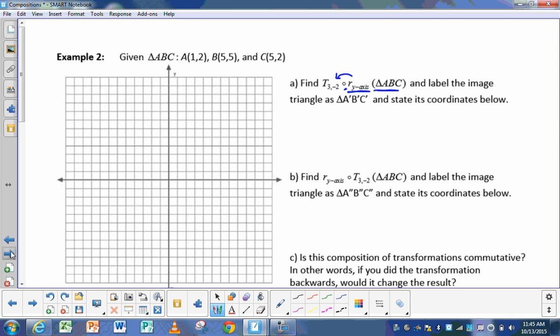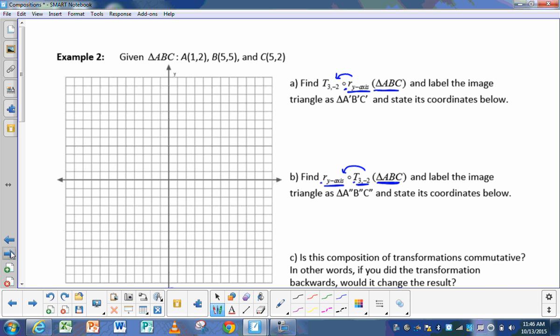Right, so then for part B, we're going to do kind of the opposite. We're going to do the triangle ABC, and first we're going to take a translation of 3, negative 2, and then we're going to do a reflection over the y-axis. So what's going to happen is once we perform these, we're going to see, okay, does order matter? Does it matter if I take my reflection and then my translation? Is that different from taking my translation then my reflection?